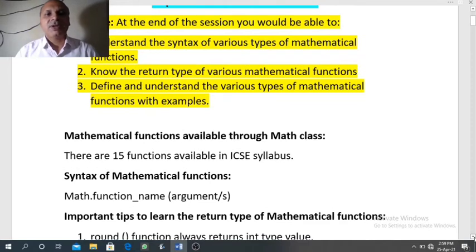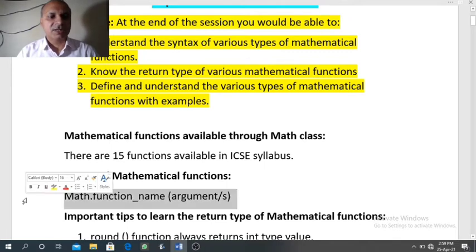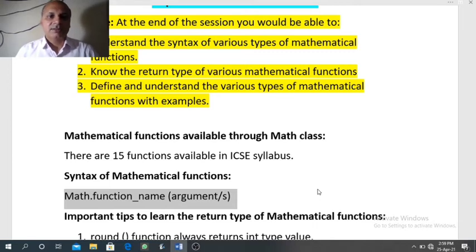In the ICSE syllabus, we have to study about 15 mathematical functions. The syntax of all the mathematical functions is the same. We follow the common syntax, that is System class Math. M will be capital here, dot, name of the mathematical function, and in brackets the argument or arguments. Since all the mathematical functions belong to the same System class Math, we follow the same syntax for all the functions, starting with Math dot function name.